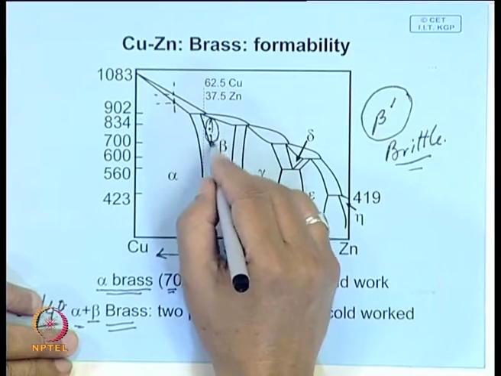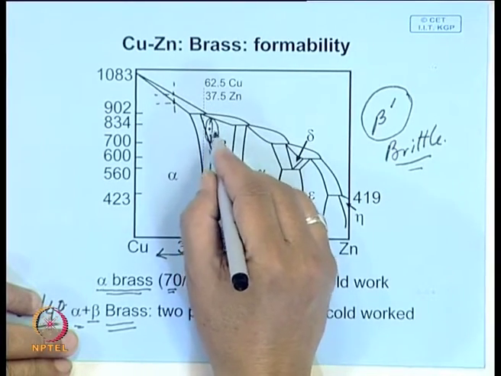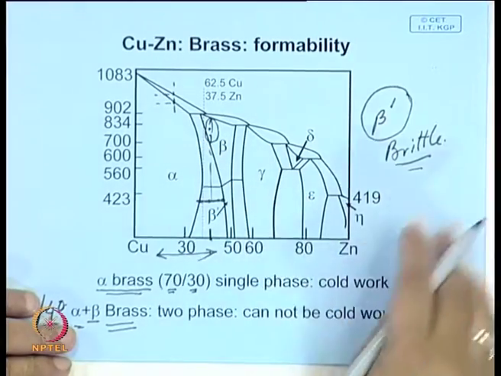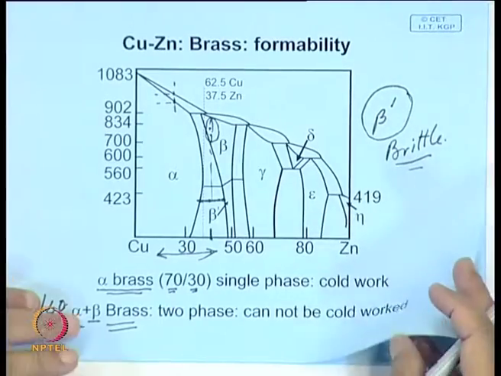And at higher temperature, it is a disordered structure. Secondly, the temperature is high, and here its flow stress is low, it can be given deformation.